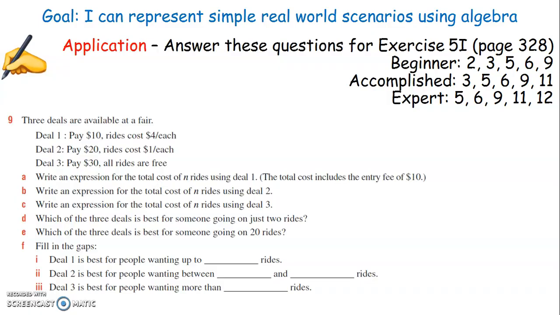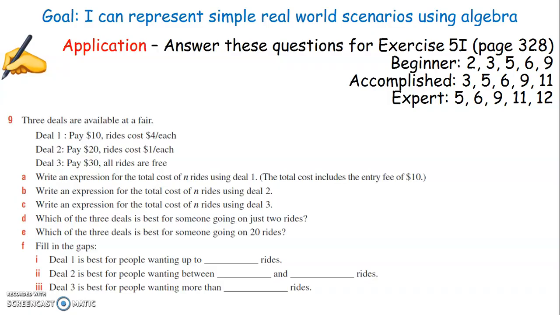Okay, so deal number 1 is that you pay $10 to come inside, and then for each of the rides, it's going to cost $4. All right. Deal number 2, you pay $20 to get into the fair, and then for the rides, they cost $1 each. And then if you pay $30, then you get into the fair and all the rides are free for you. Okay. So the first thing we need to do here is to write an expression for the total cost of n rides using deal number 1.